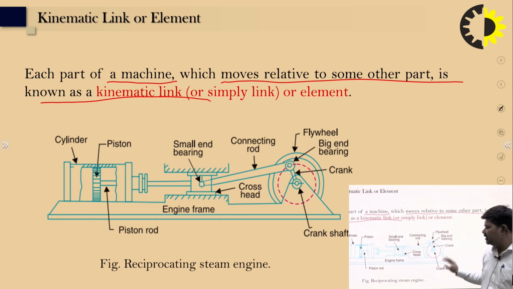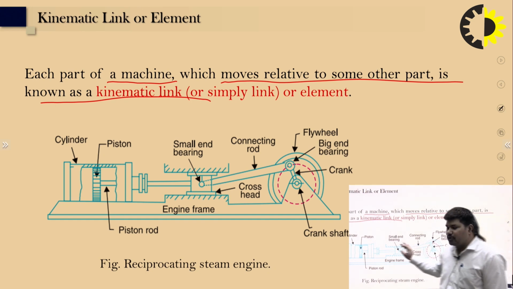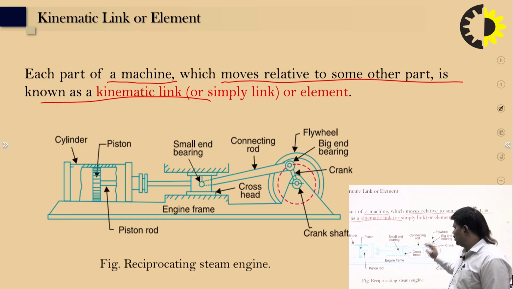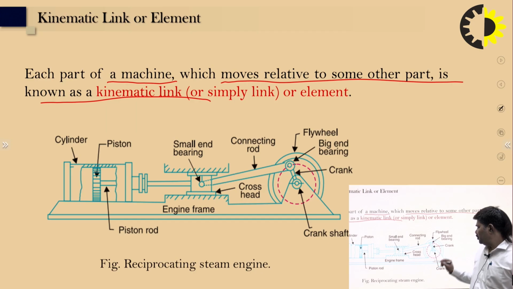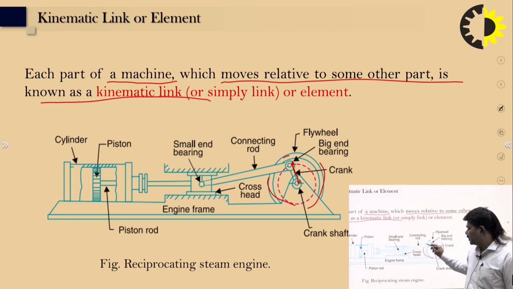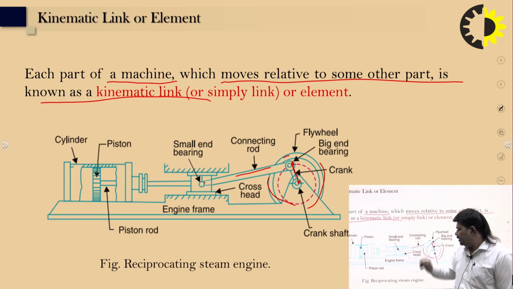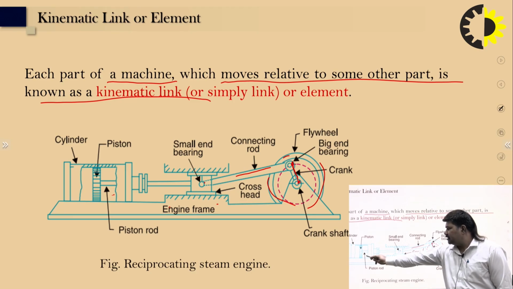So here you can see the reciprocating steam engine with its different parts. This is the crankshaft. This link is the crank. This point is the big end bearing, and this is a flywheel. This is the connecting rod. This is a small bearing here. Then the engine frame, then the piston and the cylinder.